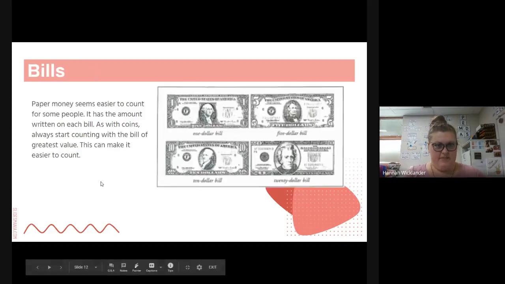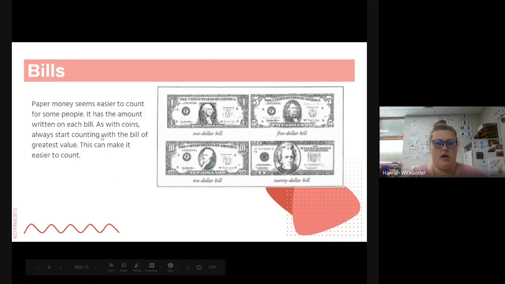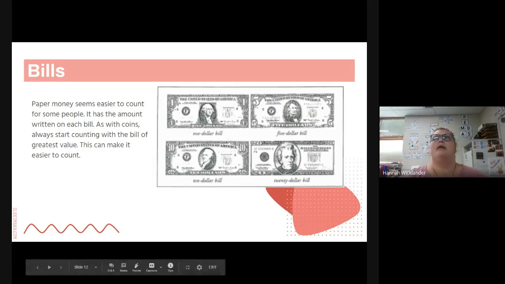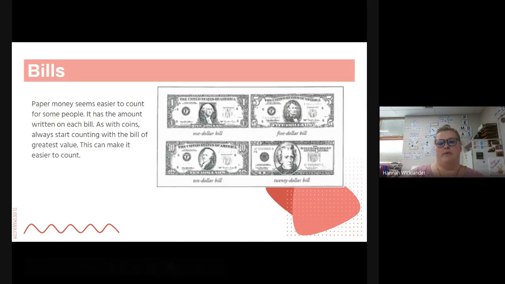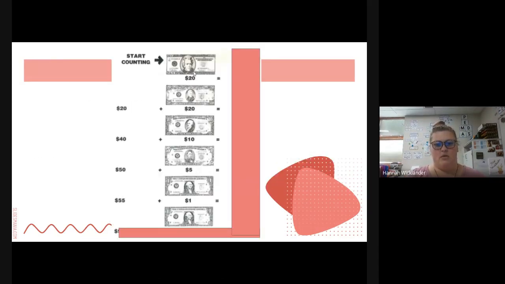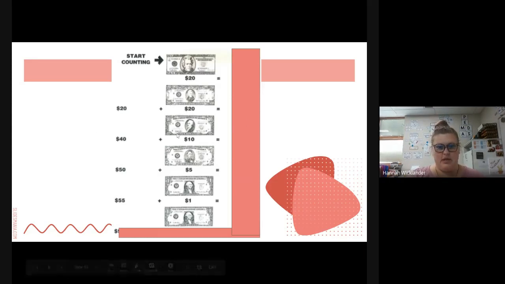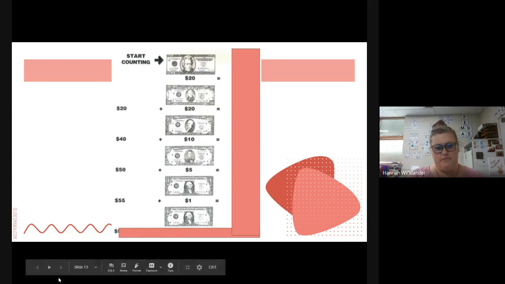Next up, we have bills. Just like with coins, start with the greatest value to least value to count them. It makes it easier. So the greatest is the $100 bill, then the $50 bill, then we have a $20, a $10, a $5, and a $1. So count all of these up and give me your total. Don't forget the dollar sign. I have 2 $20 bills, a $10 bill, a $5 bill, and 2 $1 bills.